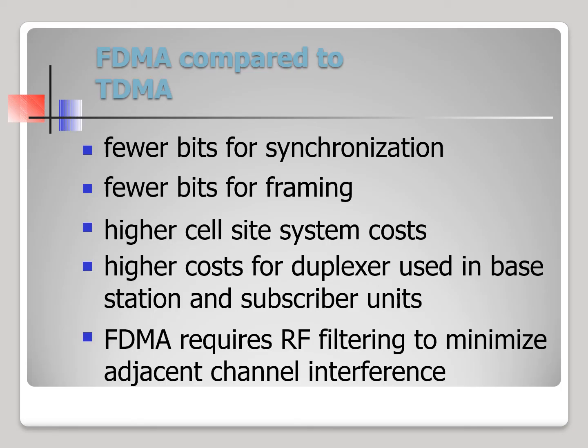When FDMA is compared to TDMA, it has fewer bits for synchronization. In TDMA we need synchronization and fewer bits for framing, higher cell site system cost, higher cost for duplexer. Then FDMA requires RF filtering to minimize adjacent channel interference.